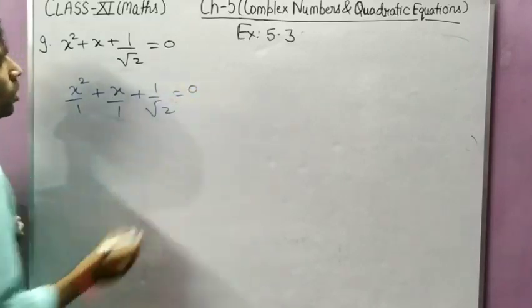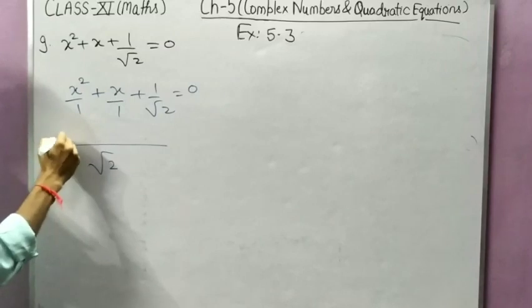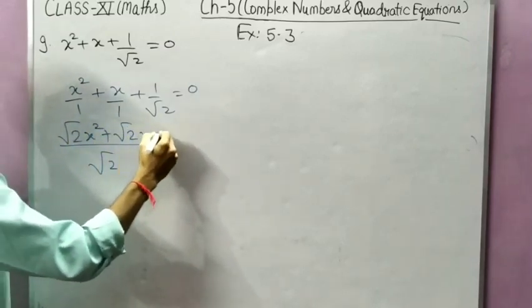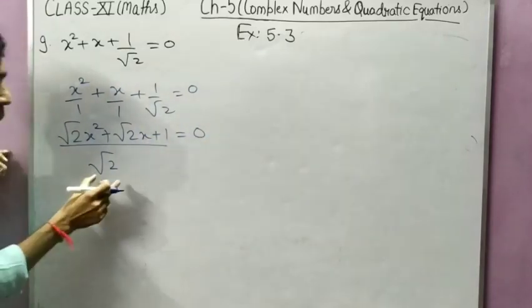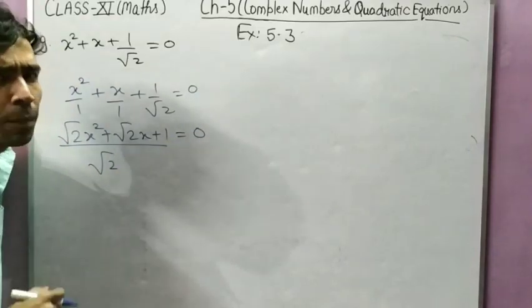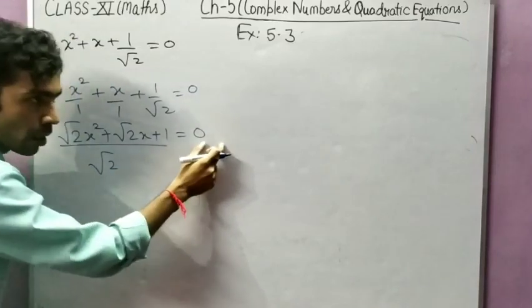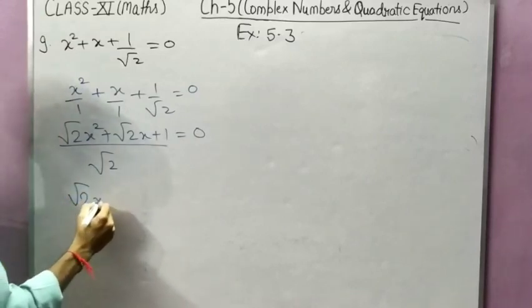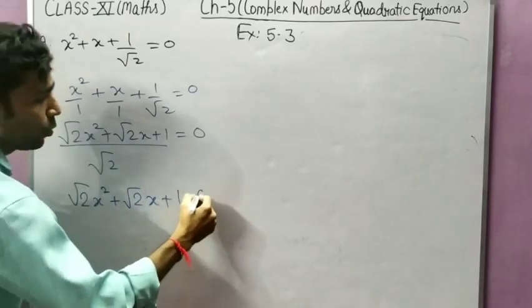equal to 0. So the LCM will come what? LCM will come root 2, and it will be root 2x square plus root 2x plus 1 equal to 0. This thing will come. Okay, now you multiply this root 2 into 0, because whenever we multiply any number to 0, we will always get 0. So when this is multiplied to 0, the right hand side will become 0 only. Okay, so it will come root 2x square plus root 2x plus 1 equal to 0.